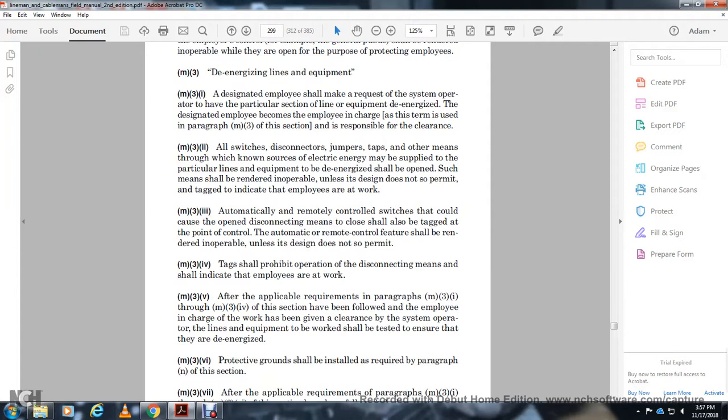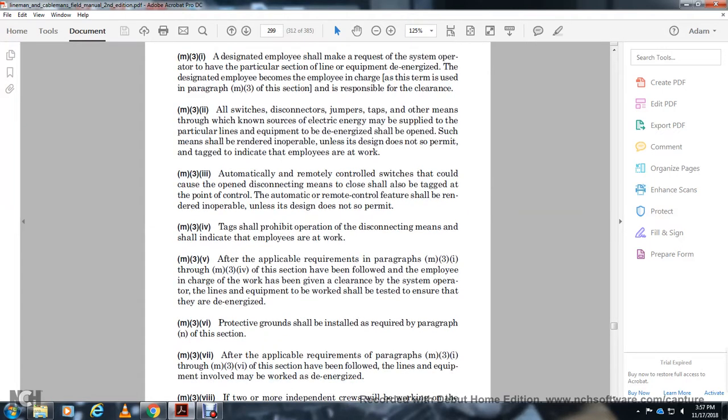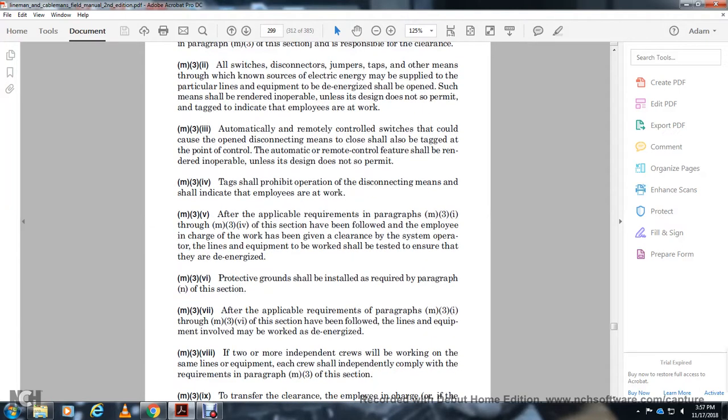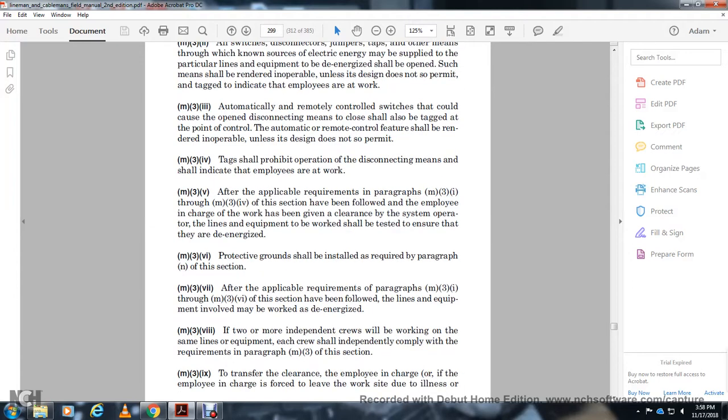Protective grounds shall be installed as required in paragraph N of the section. After the applicable requirements of paragraphs M31 through M36 of this section have been met, the lines and equipment involved with the work are de-energized. If two or more independent crews will be working on the same lines or equipment, each crew shall independently comply with the requirements of paragraph M3 of this section.